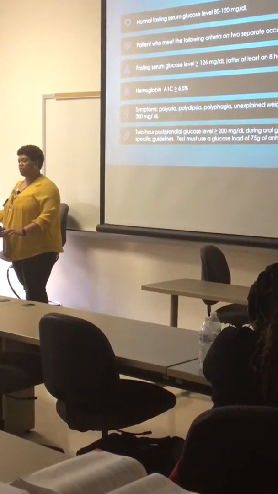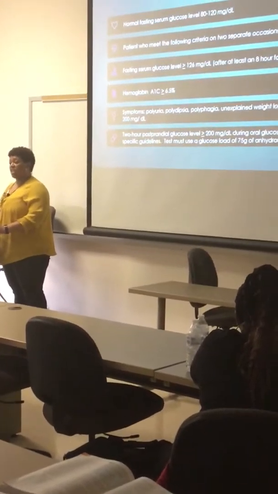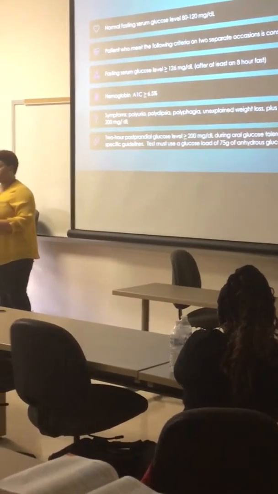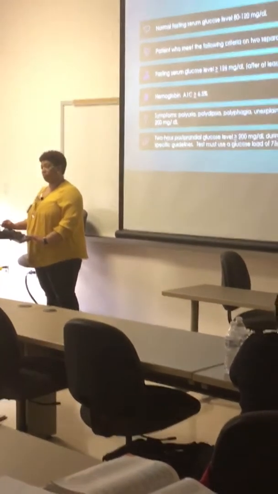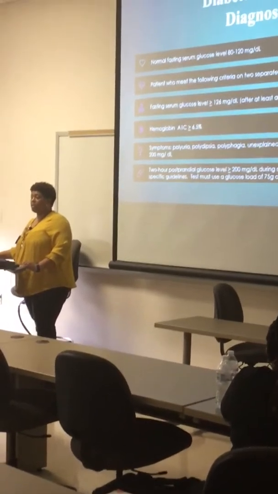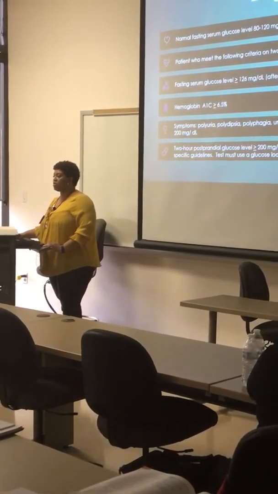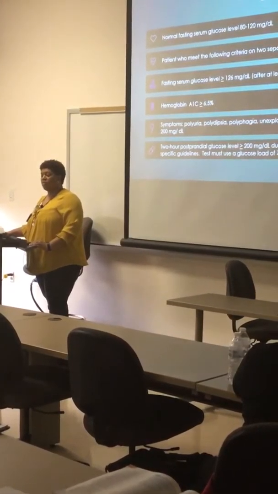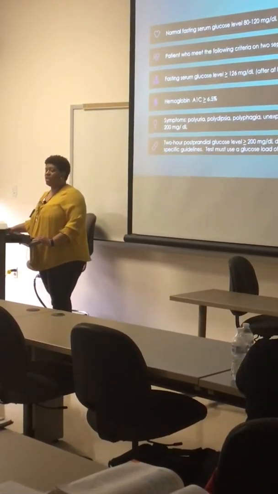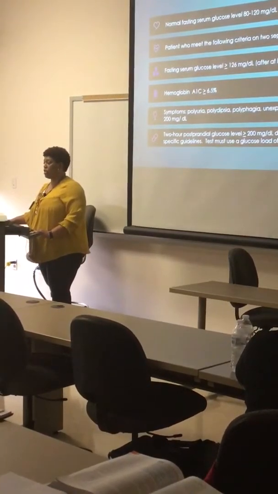How is the A1C measured? Over a 6 month period. Okay, and what that does is give them a total of all the ranges of what their blood sugar's been running and how the doctor is going to be dosing them and looking at them. Symptoms: polyuria, polydipsia, polyphagia, unexplained weight loss, plus a random blood glucose level of greater than 200. Then you have your 2-hour postprandial glucose level, which is greater than 200.